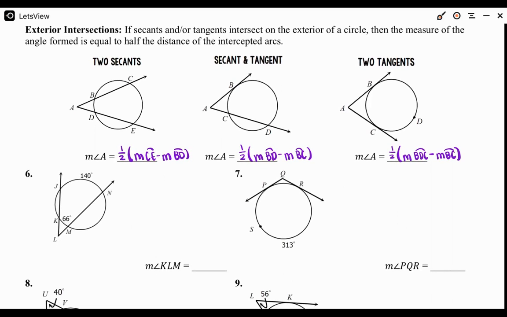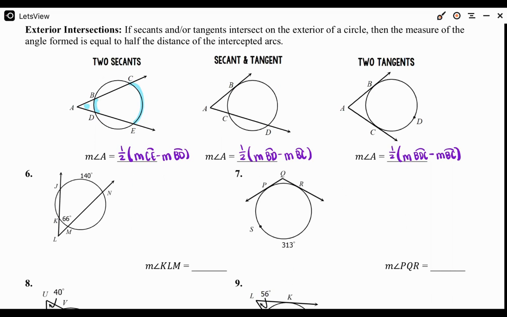So exterior intersections. If secants or tangents intersect on the exterior of a circle, so the outside, then the measure of the angle formed is equal to half the distance of the intercepted arcs. So in angle A, that measure is equal to half of CE minus the measure of BD. So this time we're subtracting. The formulas above we were adding. This time we're subtracting. So we're going to take CE minus BD, then divide by 2.